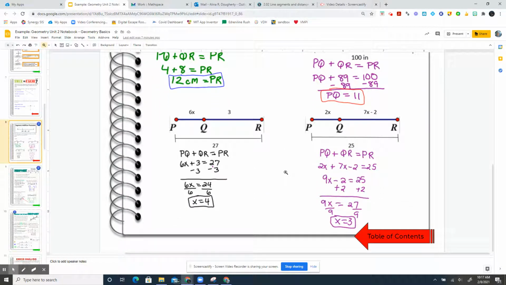In example number 3, and all of these are done for you, I've got the part plus the part equals the total, but now I have a variable. So with that variable, you're still going to do the exact same process. The small piece, PQ, is 6x, and the bigger piece, QR, is the 3, and then the total is 27. So 6x plus 3 equals 27.